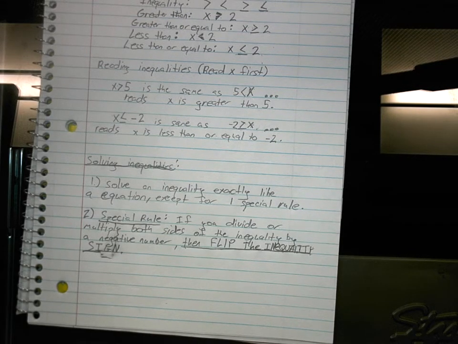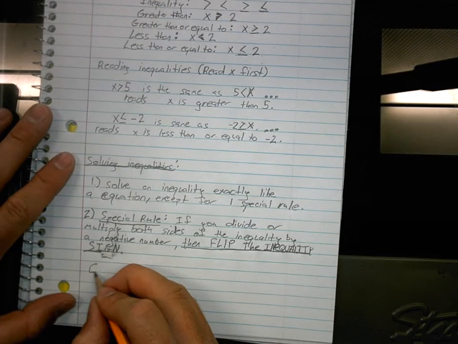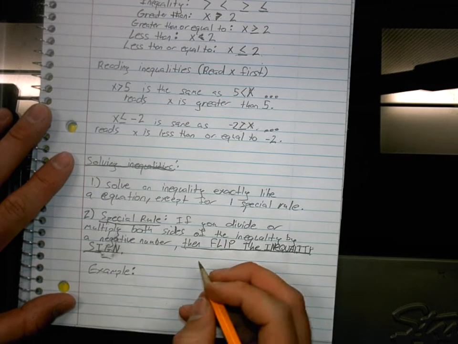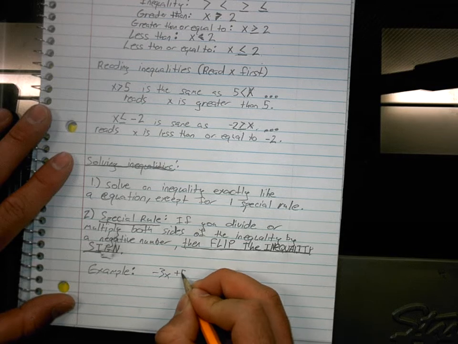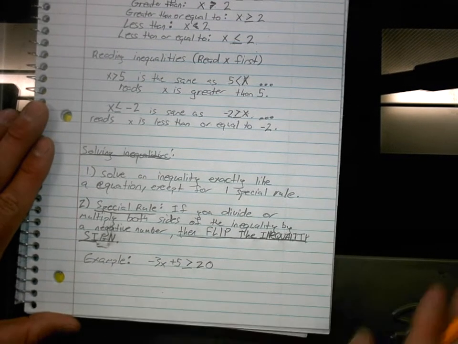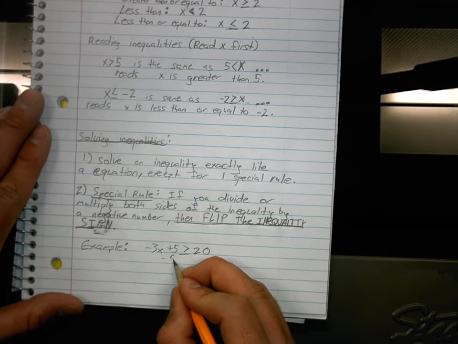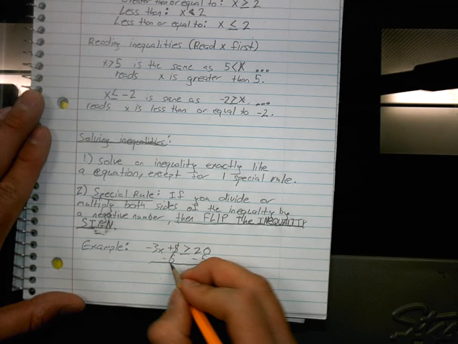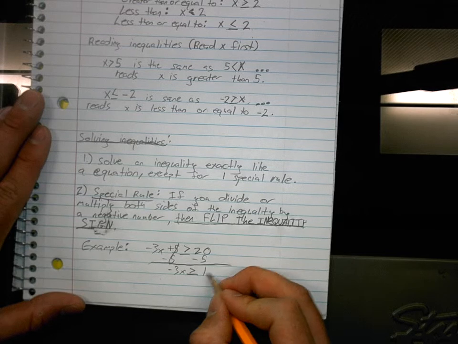Let me see how much time I got left. I got 2 minutes. All right, so an example. I have negative 3x plus 5 is greater than or equal to 20. So I'm going to solve this just like a normal equation, trying to isolate x. So subtract 5 on both sides because of the property of equality. 5 cancels. I get negative 3x is greater than or equal to 15.